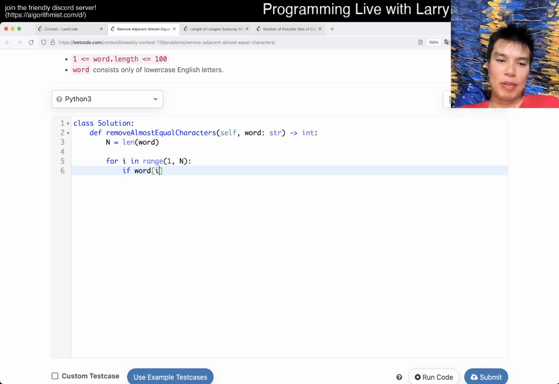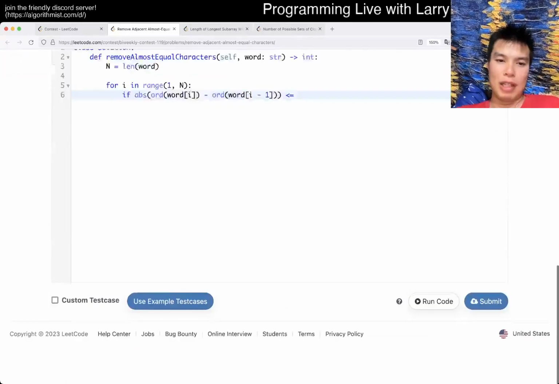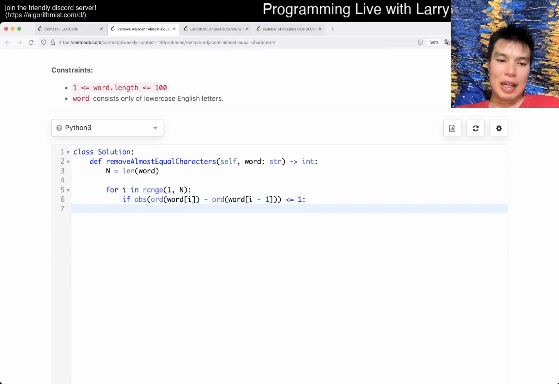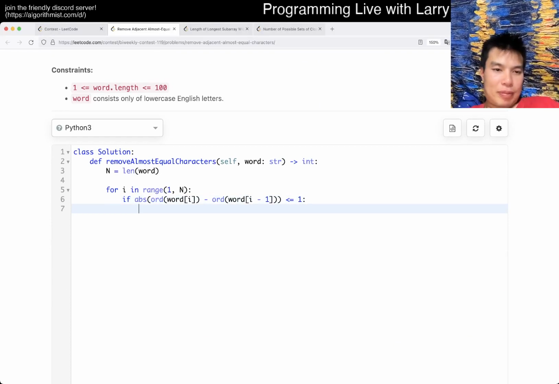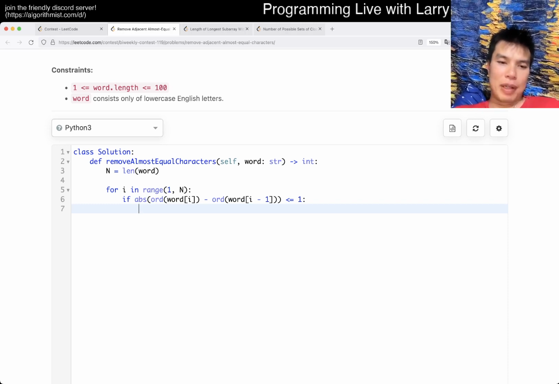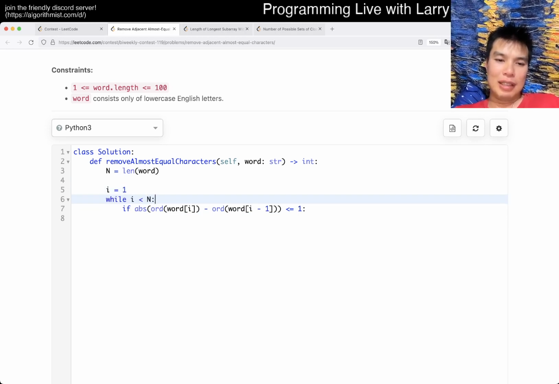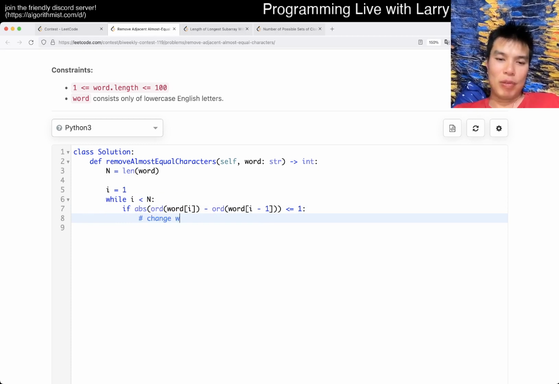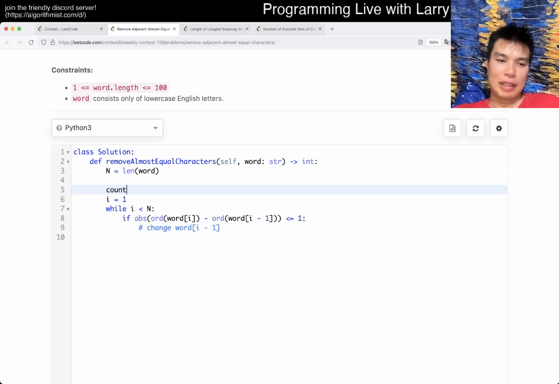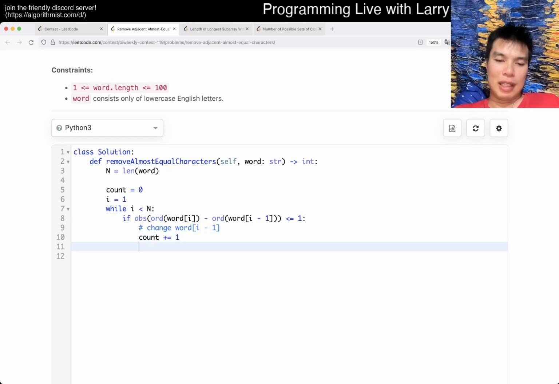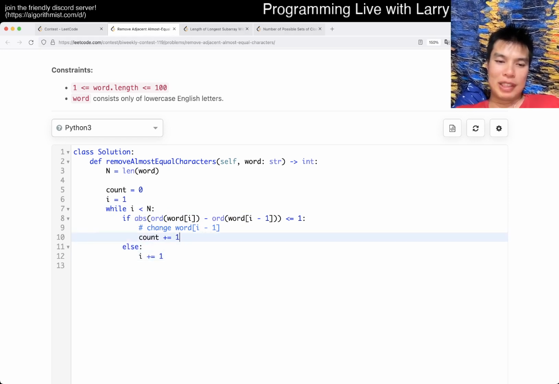So if the ordinal value of this minus the ordinal value of I minus 1 is less than or equal to 1, then that means that we have to change, right? And then I guess the better way to write this is, maybe I is equal to 1 while I is less than n. And in this case, we change word of I minus 1, so count is equal to 0. We change, and then now I plus 1. I mean, if it's big enough, we always just increment anyway.